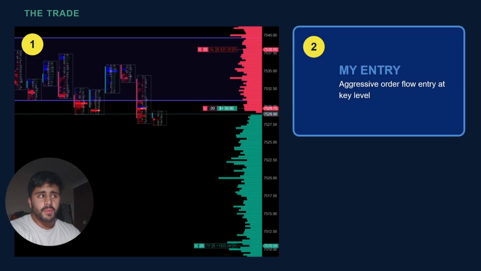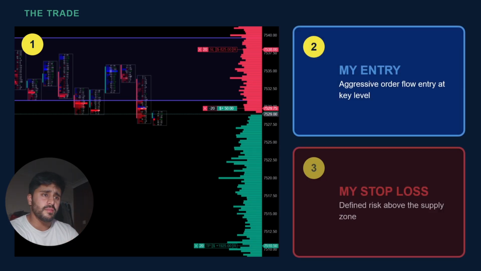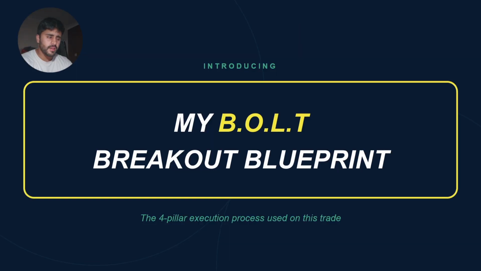So that's where my entry came from: aggressive buyers failing, we break below the key level from pre-market, and the stop loss is where the 0 is. Now, the final thing is I'm going to go through my B.O.L.T breakout blueprint, which is essentially the 4-step process that I use to execute on the lower time frames. So let's break it down.